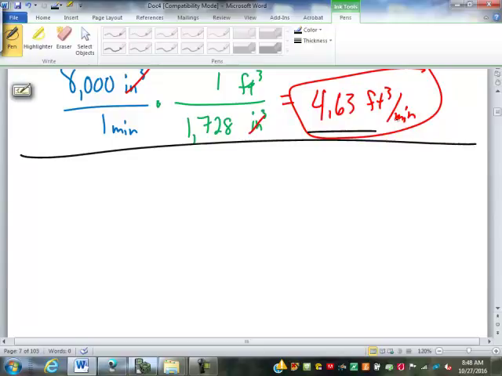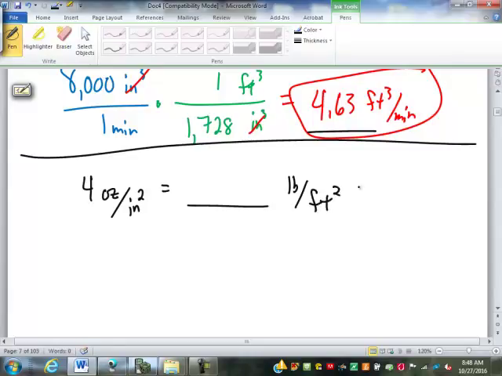Oh, let's see. Let's say that you have something rated. The weight on a floor is given as, how do I do this? Let's do it this way. It is given as 4 ounces per square inch. We want it listed as pounds per square foot.